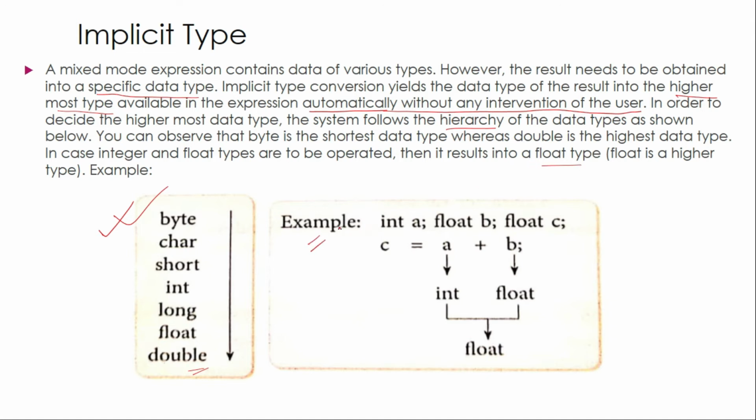Suppose let us take this example: int a, float b, float c. In the hierarchy, you can see float is the higher data type as compared to integer. So if we write the expression c = a + b, since a has an integer data type and b has a float data type, the outcome will be of float data type. So we have to keep the data type of c also as float.